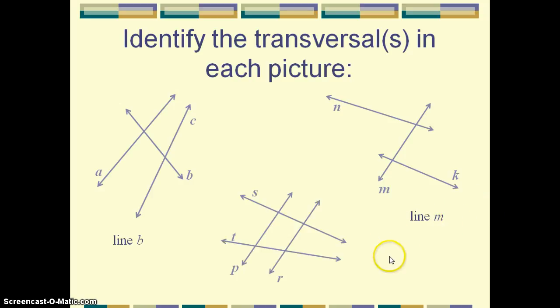And then finally, in the last picture, this one is a little bit more tricky, so I'm going to give you a second to look at it. In this picture, all of the lines are transversals because each line is intersecting two other lines. S is intersecting PR, T is intersecting PR, P is intersecting TS, and R is intersecting TS.